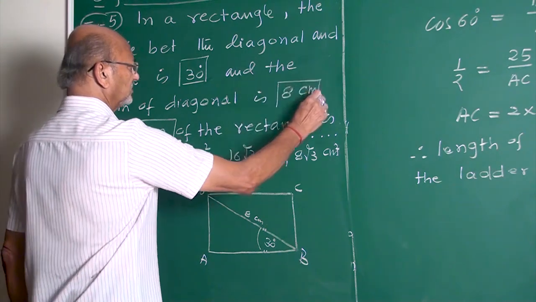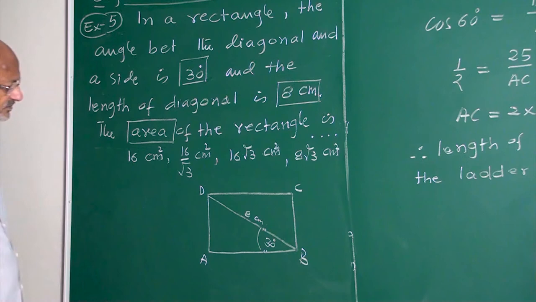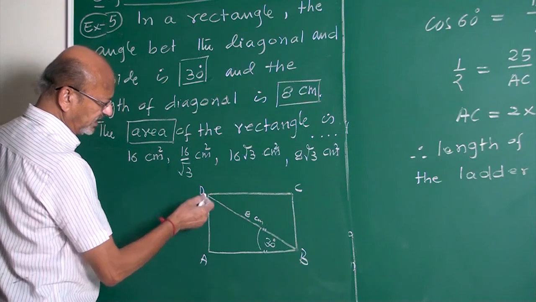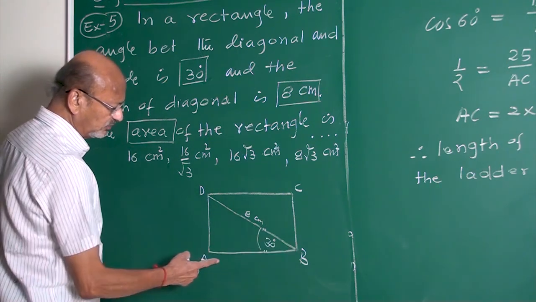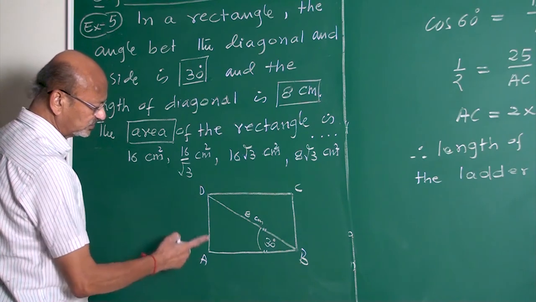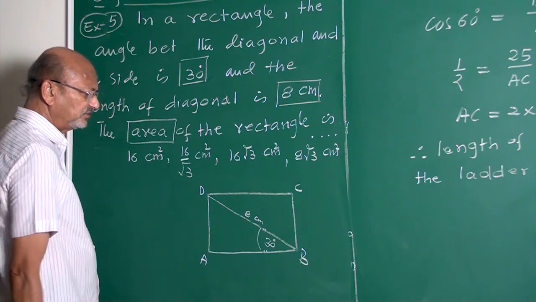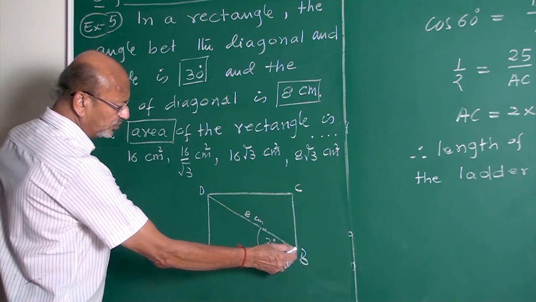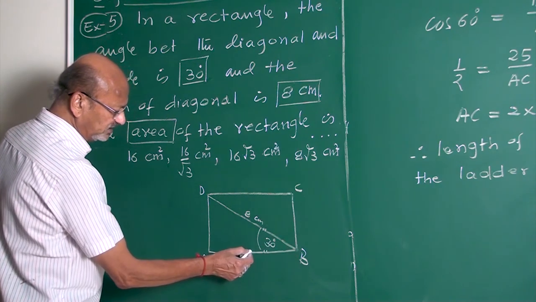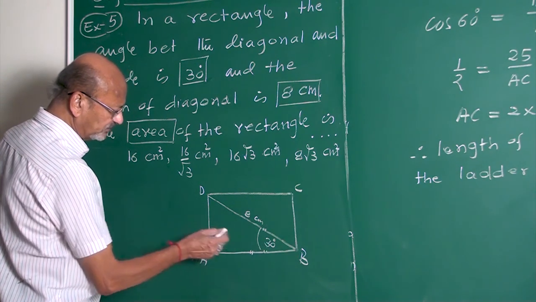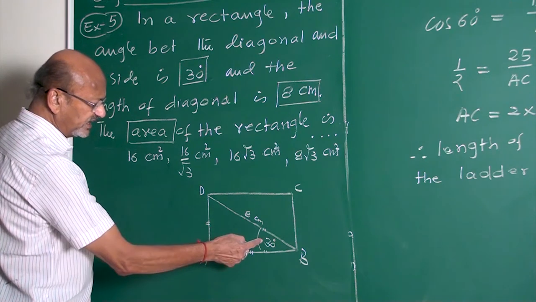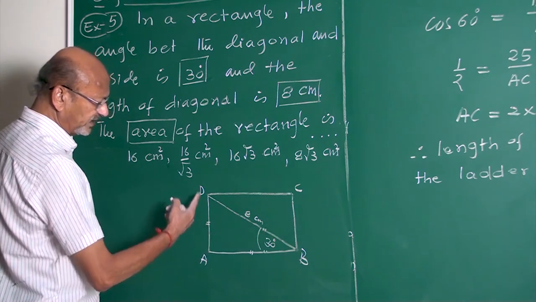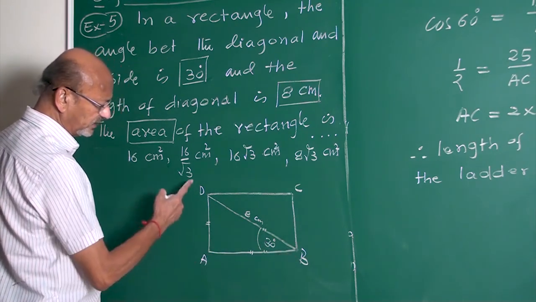This is 8 centimeters, the length of the diagonal. Now to find the area of the rectangle, you wanted what? Length and breadth. You wanted the values of AB and AD, my friends. It is easy, you can find. This diagonal is a hypotenuse. To get this, you take cos 30. To get this, you take sine 30. For the area, you wanted length and breadth. What is length? AB. What is breadth? AD.